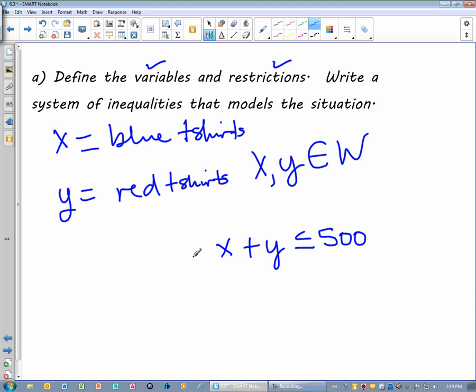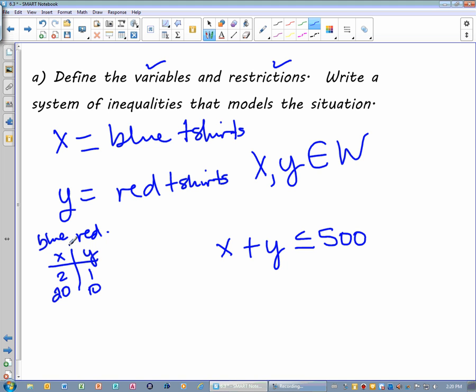Now, the second one says, based on sales of the same t-shirts at a fundraiser 5 years ago, the committee expects to sell at least twice as many blue as red. Now, these ones can get a little tricky, okay? So, I'm going to show you something here. Blue, which is x, y, which is red. The committee expects to sell at least twice as many blue as red. So if I sell 1 red, they expect to sell 2 blue. If I sell 10 red, they expect to sell 20 blue.